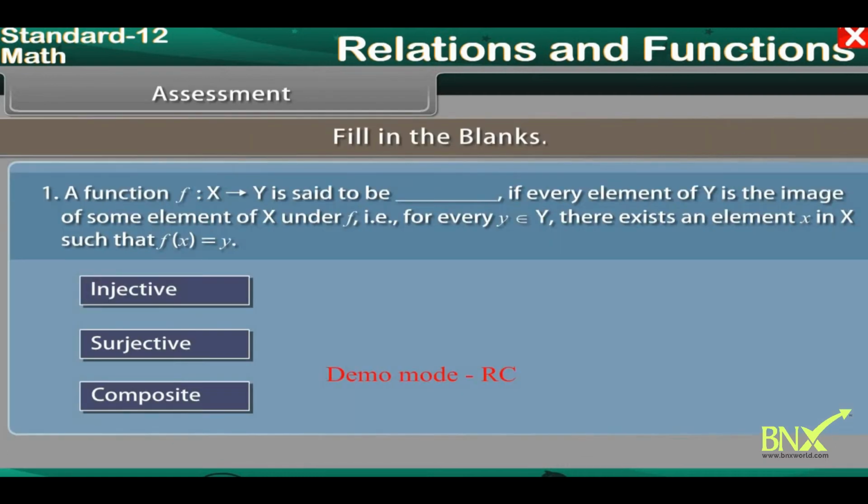Assessment. Now it's time for you to answer a few questions. Fill in the blanks.